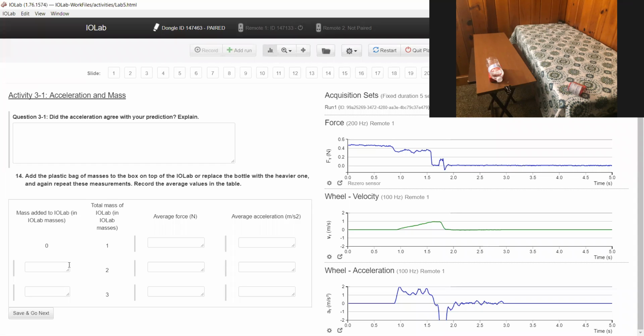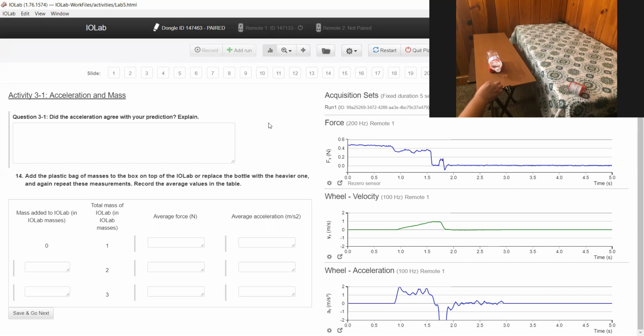As we already know, we are applying the constant force, but to a different mass of the IOLab. You can see I have already taped the water bottle to the top of the IOLab. You can take the air out; I have not done that. We'll do the same thing as we did with the single IOLab without added mass. This water bottle has the same mass as the IOLab.